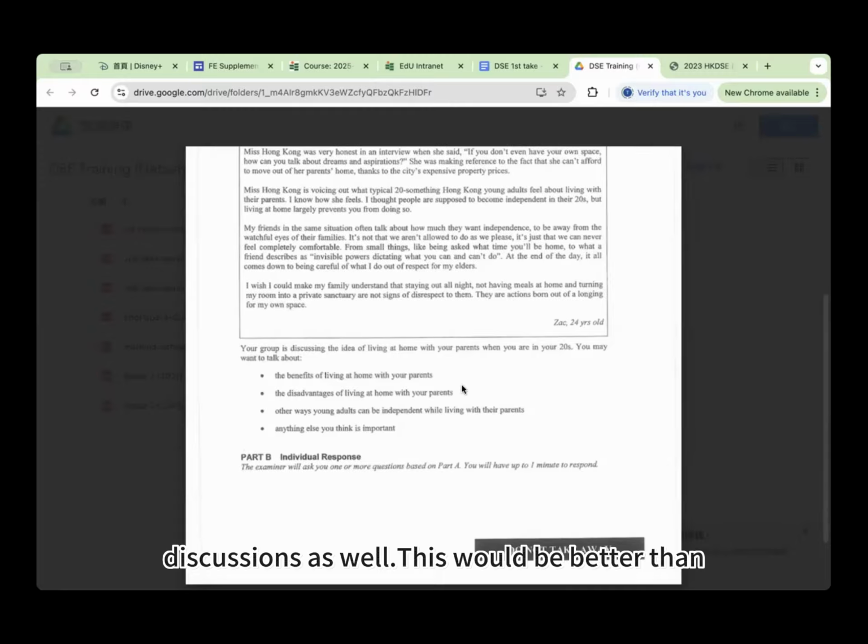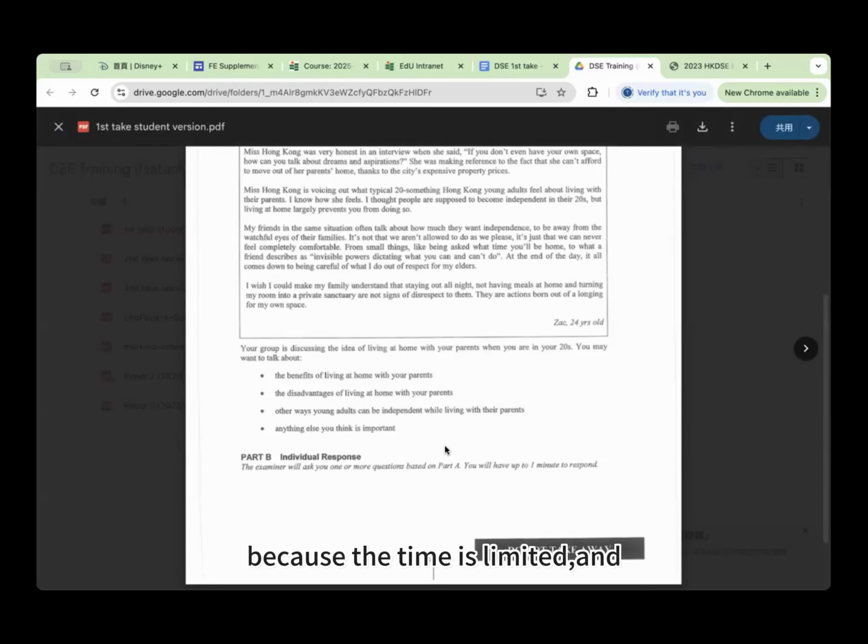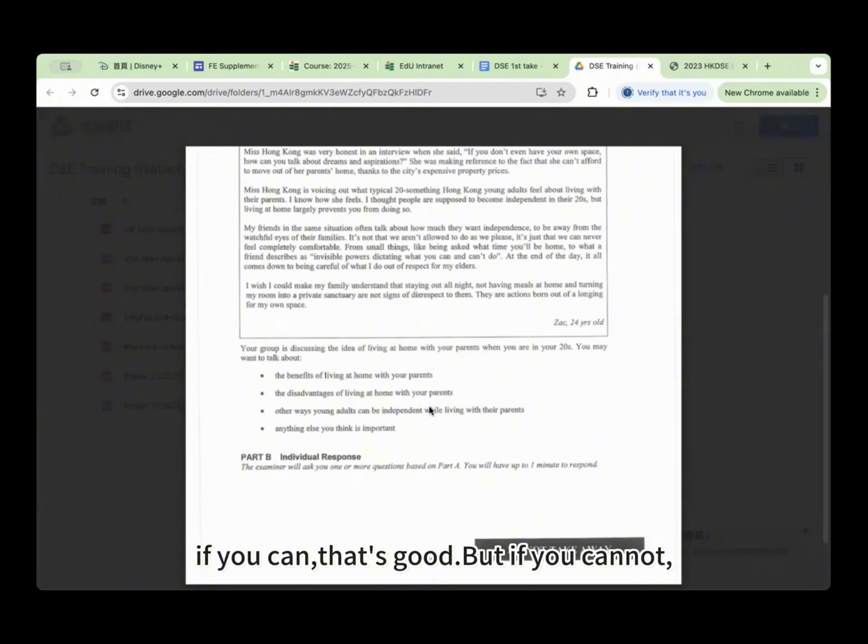This would be better than stopping your discussion suddenly because the bell rings. So this is how you should end your discussion in a better way. So no need to worry about whether you can cover all the questions because the time is limited, and if you can, that's good, but if you cannot, it's okay as well. So just make sure that you have a good ending for your discussion rather than stopping it suddenly.